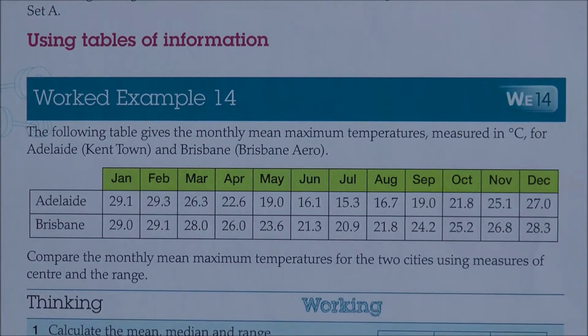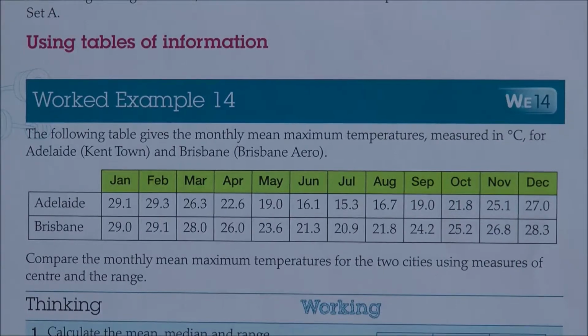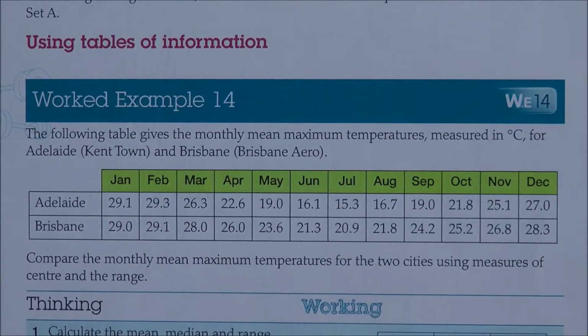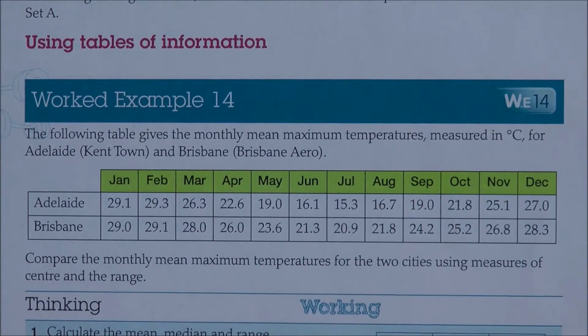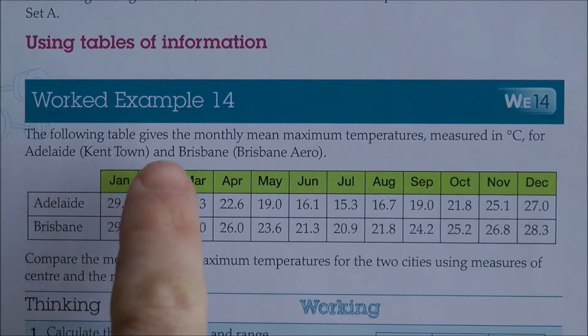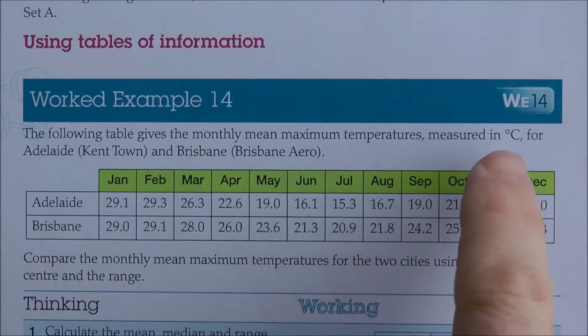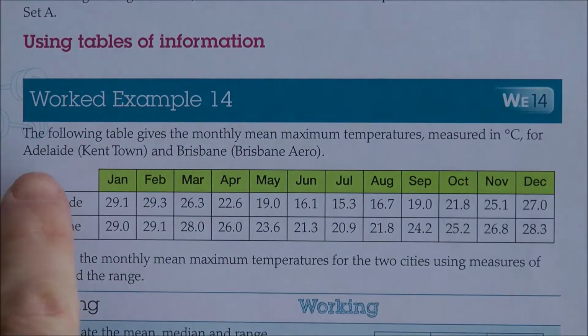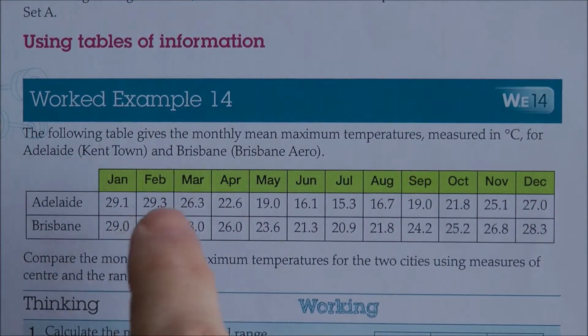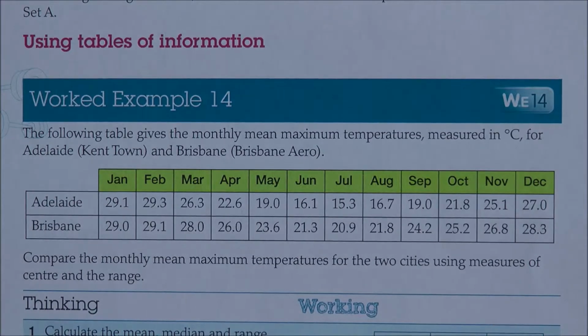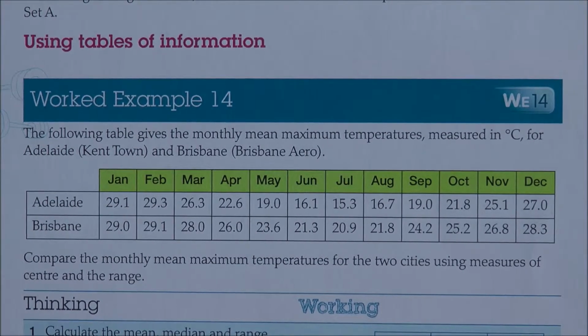Worked example 14. We're using tables of information now and we're going to compare data from the table. So example here. The following table gives the monthly mean maximum temperatures measured in degrees Celsius for Adelaide, which is measured at Kent Town, and for Brisbane, which is measured at Brisbane Aero, usually around the airport.